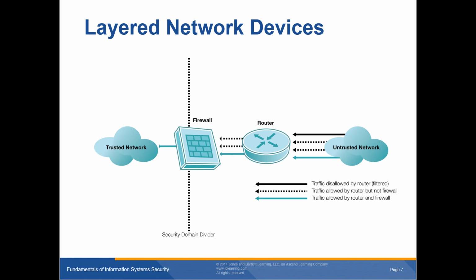Here we see an example of layered network devices trying to prevent an attack on the internal protected network. So here you have the untrusted network, traffic disallowed by the router that's been filtered, and traffic allowed, the dotted lines, by the router, but not the firewall, which rejects it. And then traffic allowed by the router and the firewall goes through into the trusted network. And this firewall is what we would call a security domain divider.